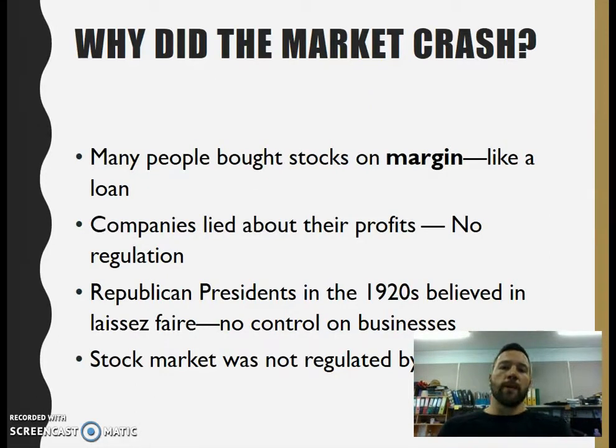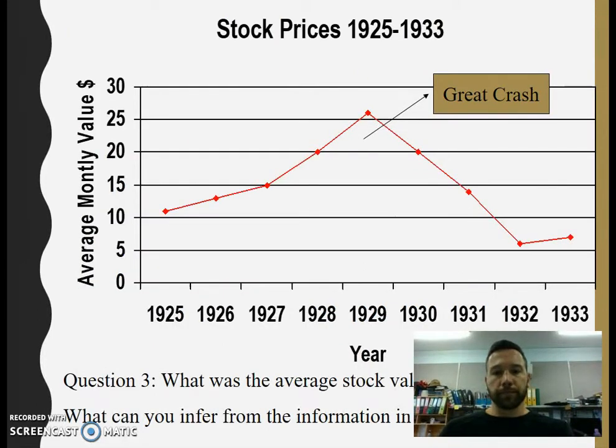So because lots of people bought their stocks on a margin, like a loan, lots of people actually still owed a lot of money. Companies actually lied about their profits, which means people bought into companies which weren't going as successfully as they thought. And therefore they were getting themselves into a much riskier situation than they expected. Because of this laissez-faire economy, there was no real control on the stock market, and because the government had minimal intervention, it was just free to run its own course, and there were some very dangerous trends happening in the stock market.